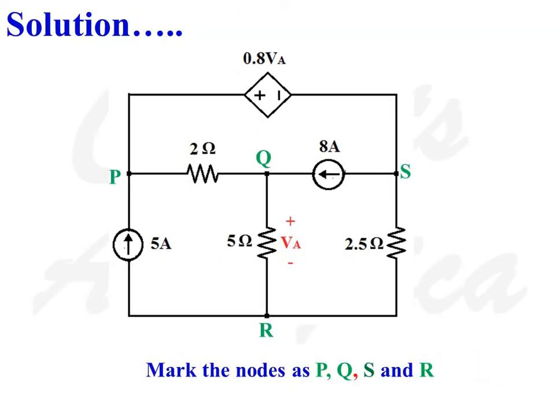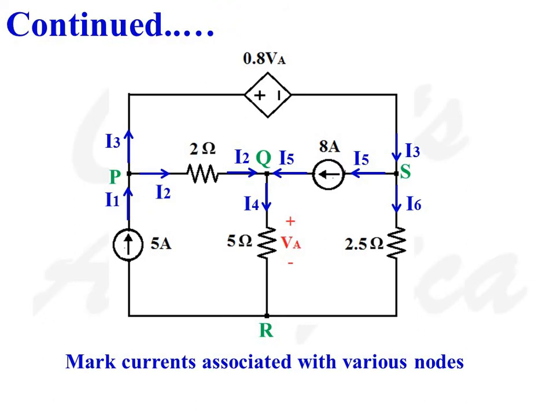So let us mark the nodes as node P, Q, S and R, where R is the reference node. Mark currents associated with various nodes as I1, I2, I3, I4, I5 and I6. So first of all, let us discuss what is a supernode.